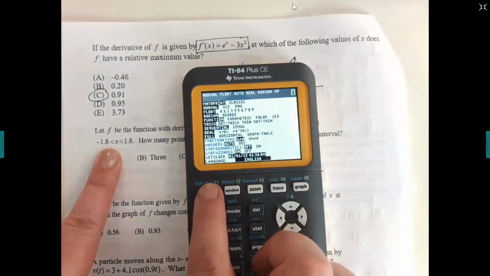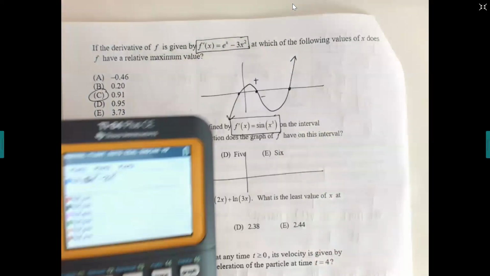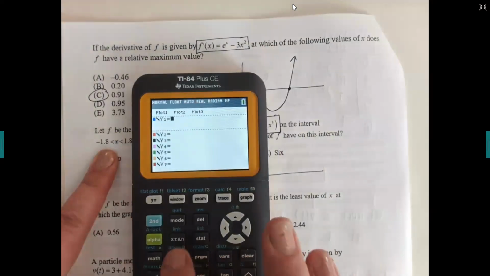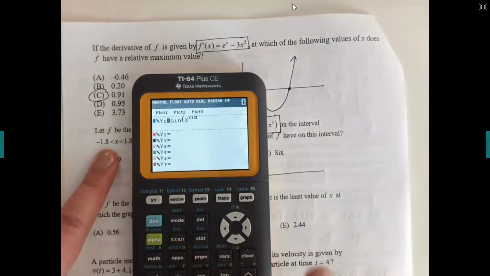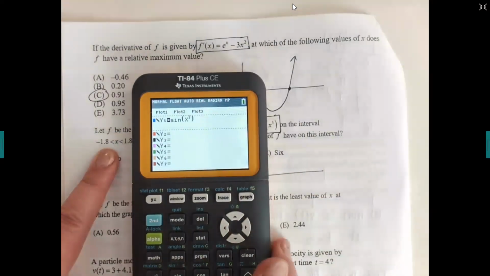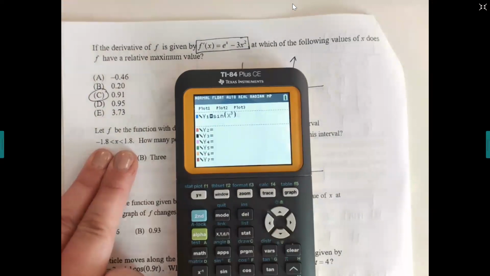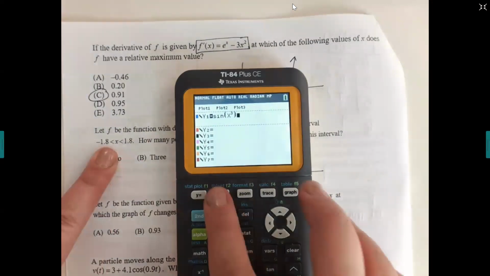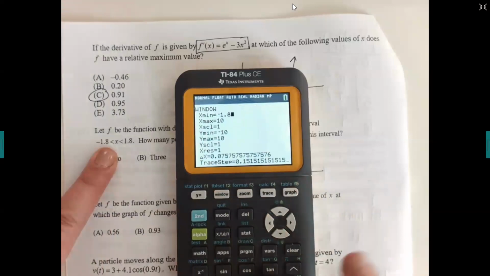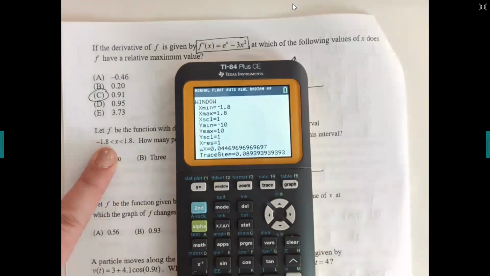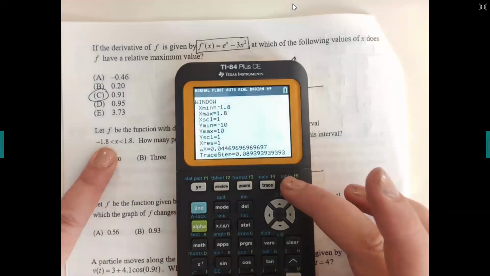I'm going to go into y equals, and then type my equation in. So it was the sine of x cubed. And then how do I adjust my window so I don't have to look at the full thing? Hit the window, and then your x min is negative 1.8. Your x max will be positive 1.8. And then once you have that typed in, look at your graph. You're going to count the points of inflection.